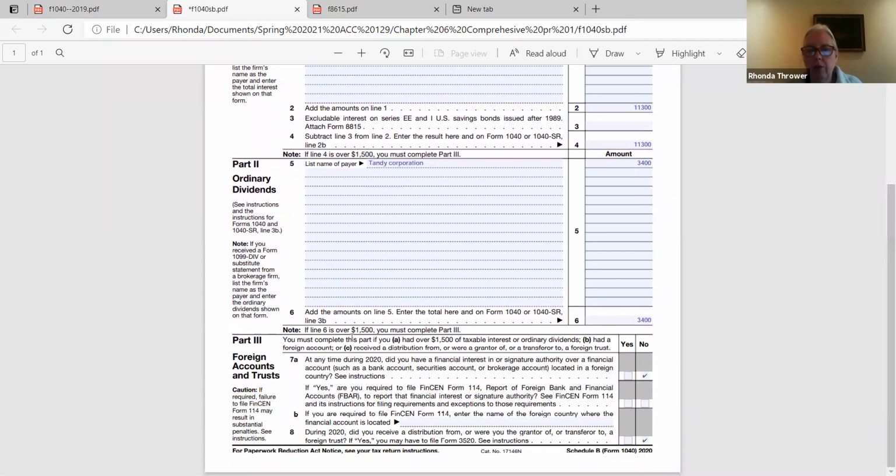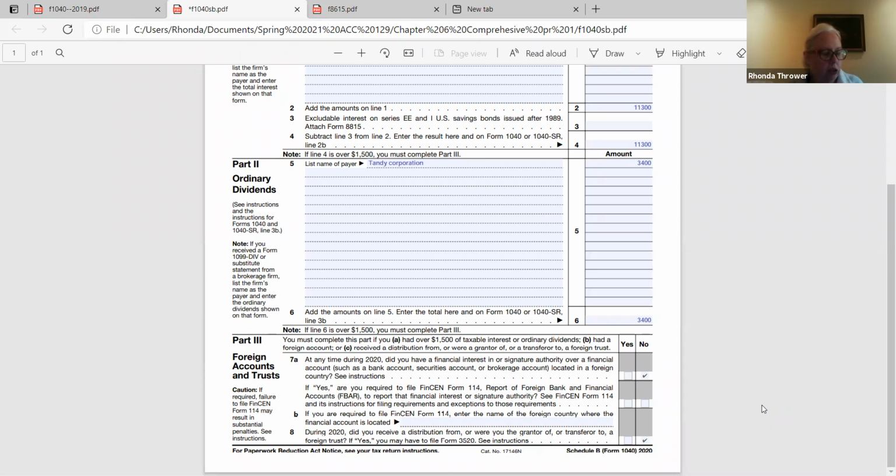But there are some boxes down here that might apply to you, and I just checked these as no, they didn't really apply to this particular problem. So we're through with Schedule B. It also told you in the problem that the dividends are not qualified dividends.